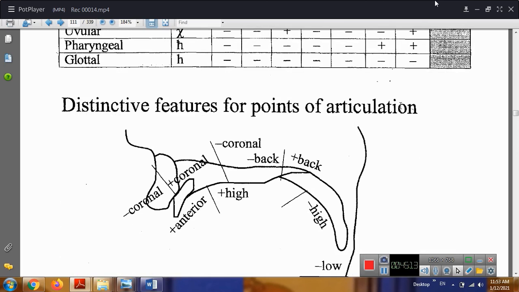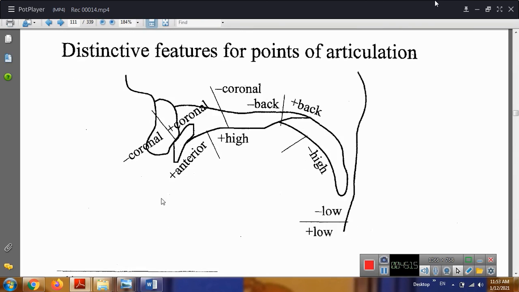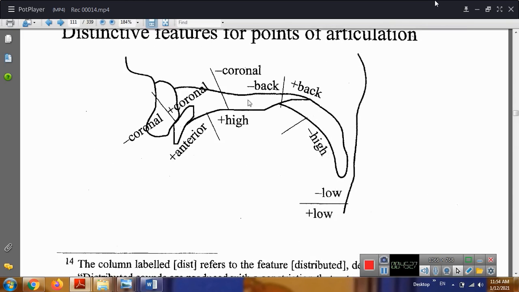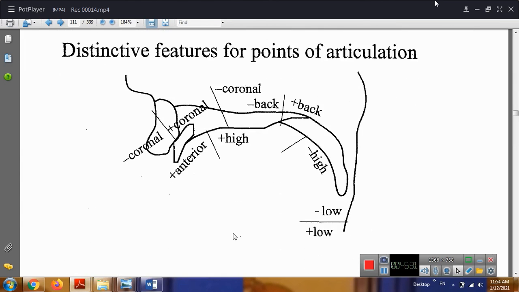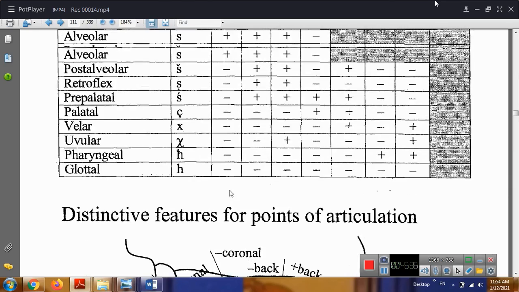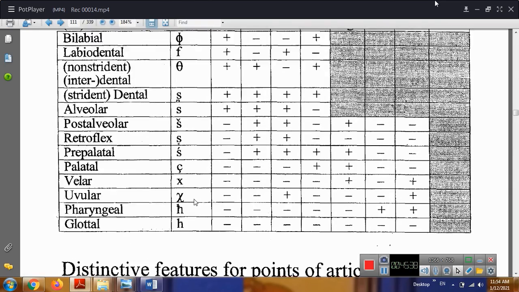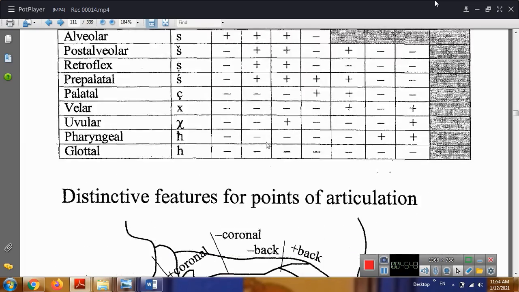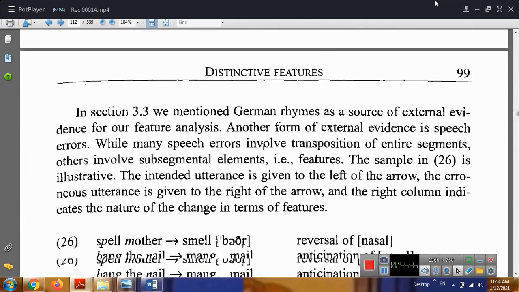And you can see here the distinctive features for point of articulation. Based on this feature, you can see another way of reading this table. Pay attention to this picture and please compare it with this table and define these features for yourself. For example, h, which is glottal, is minus for all of these features: anterior, coronal, strident, and distributed. All of the features are minus.